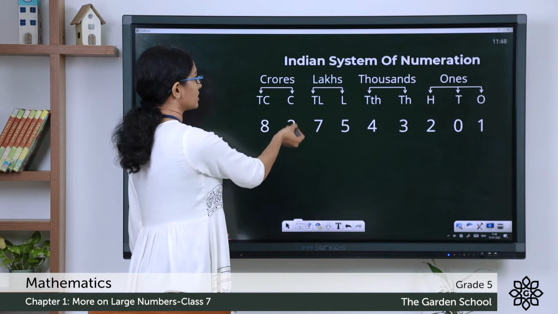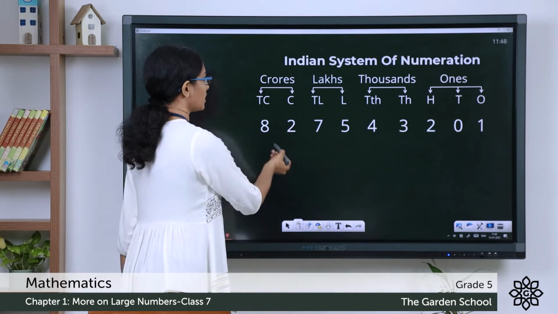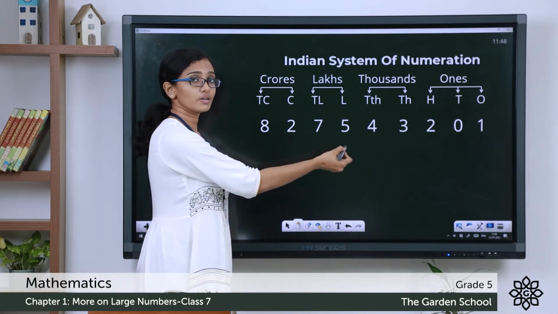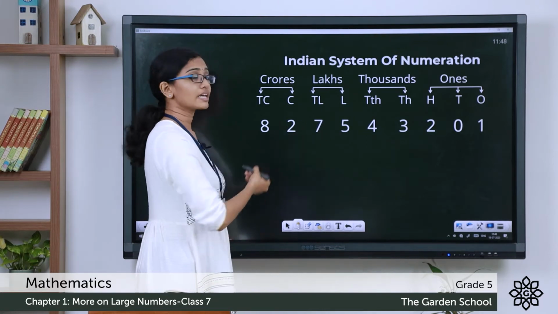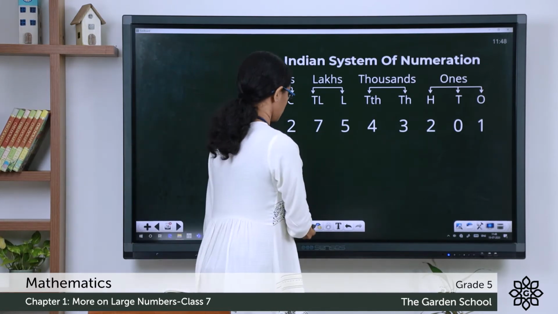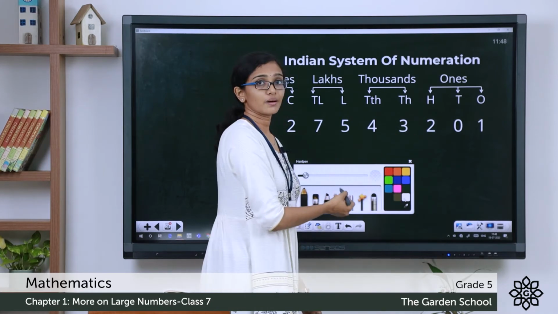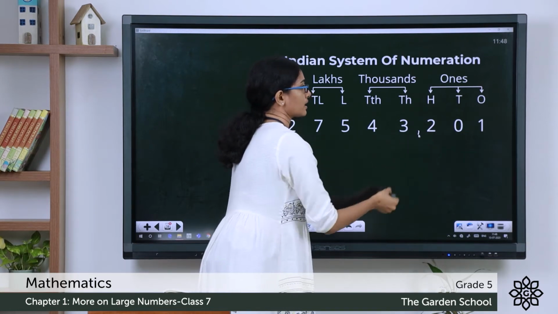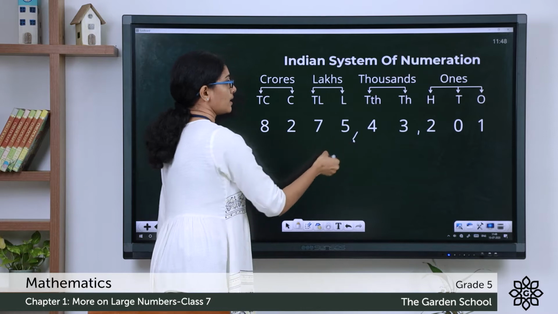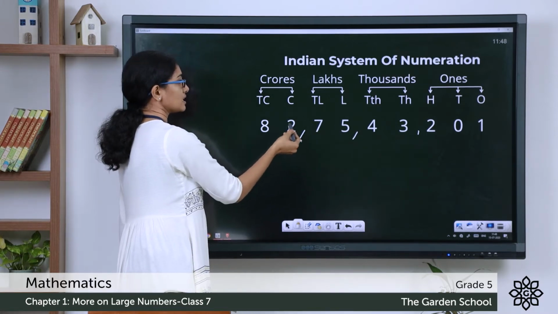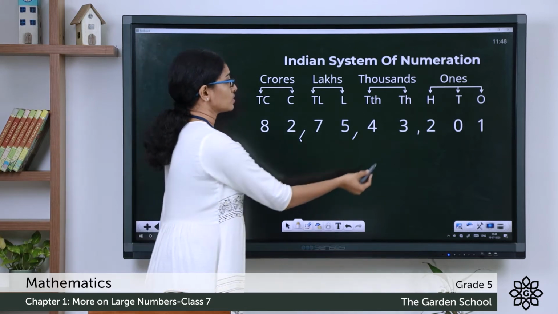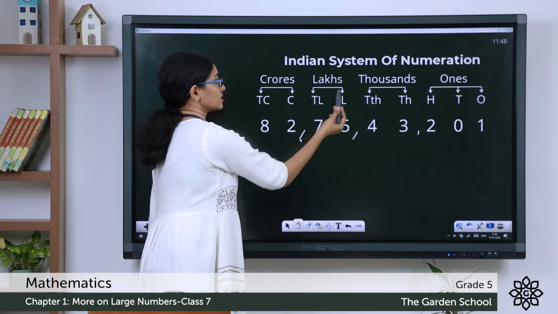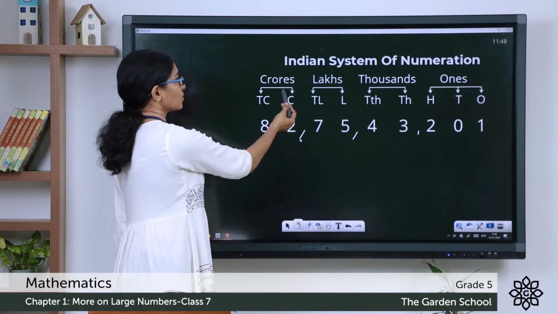Here is a number represented according to the Indian system. How do we read this number? We know it's easier to read the number if we insert commas in between to separate the periods. So let's insert commas. How do we group the number? We start grouping from right to left. So ones, tens, hundreds, a comma here, thousands, 10,000s, comma, lakhs, 10 lakhs, comma, then crores and 10 crores. This comma separates the thousands and ones period. This comma separates lakhs and thousands, and this comma separates the crores and lakhs.